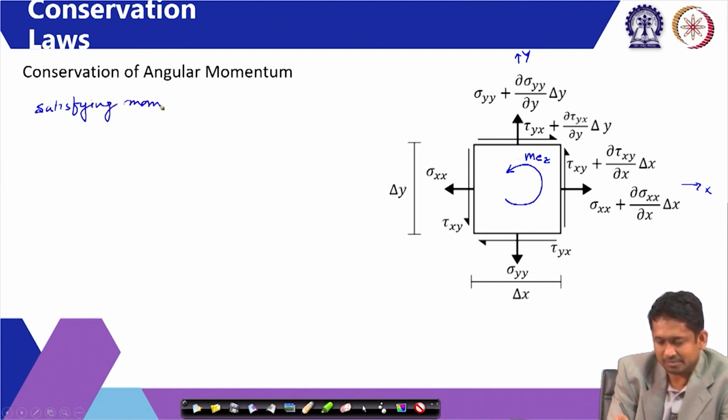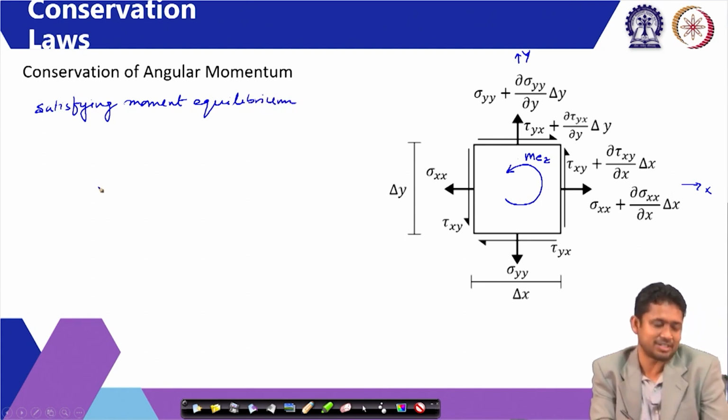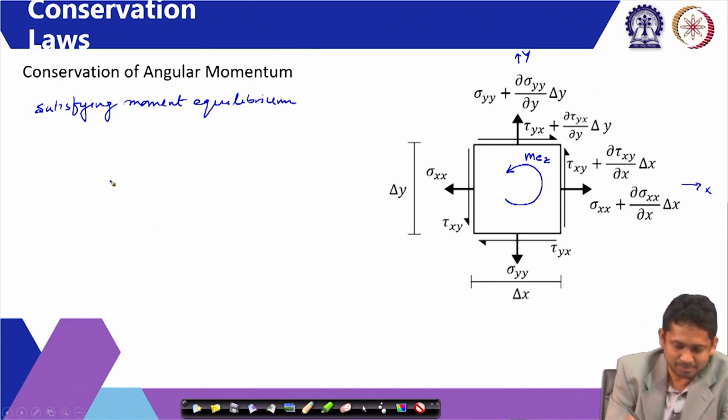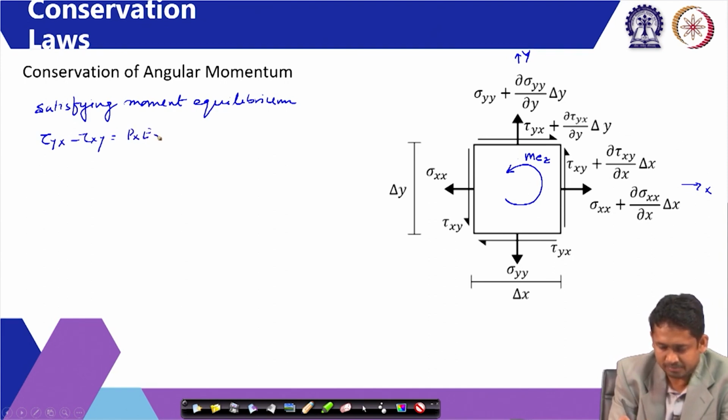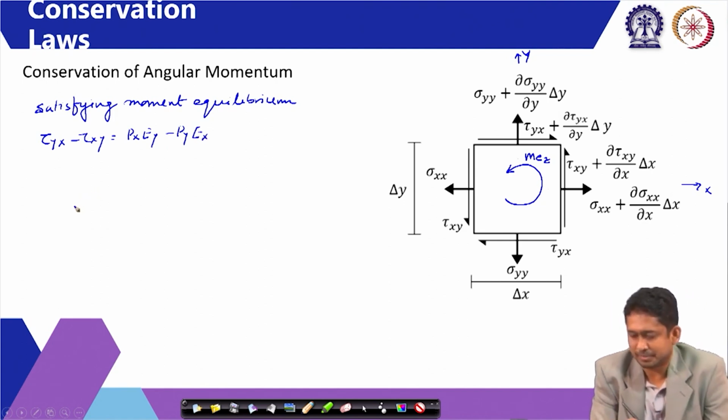So, the way we satisfied the force equilibrium, we can satisfy moment equilibrium also, which we are not going to do in details. We will only write the outcome of that satisfaction. So, it becomes tau y x minus tau x y is equal to p x e y minus p y e x.